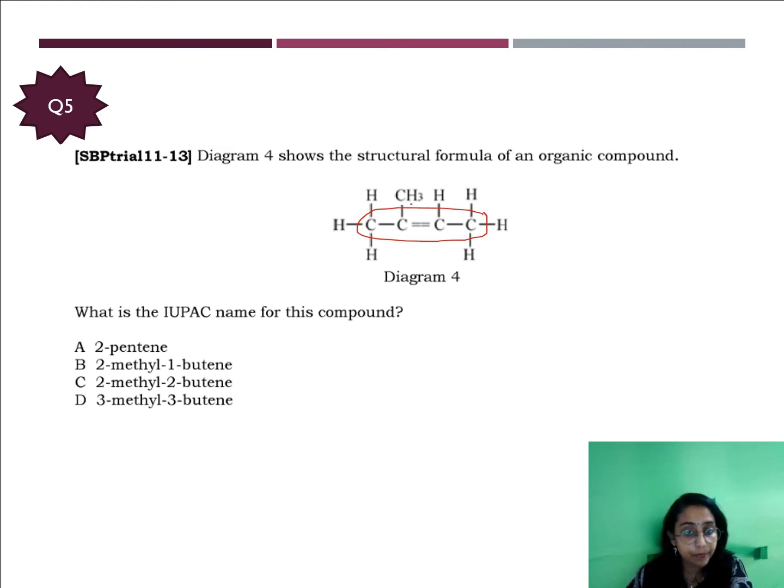So same thing, my numbering, am I going to start from this end or the other end? I have to look at the attached group. Right now, this structure has the attached group over here. So hence, I'm starting the longest carbon chain numbering over here. 1, 2, 3, 4. Okay, so that the attached group has the smaller number.